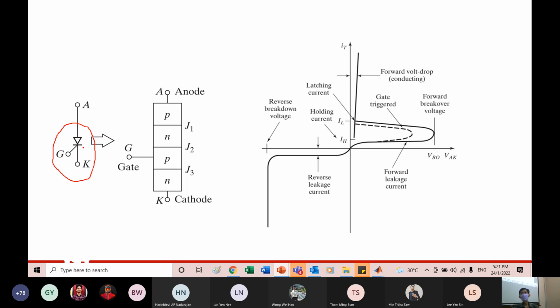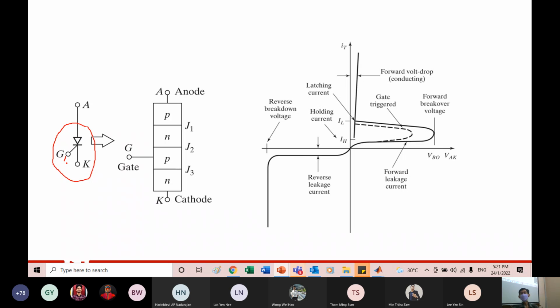A normal diode will conduct when the forward voltage reaches the threshold. But for this one, even if it reaches the threshold, it will not conduct until you apply a small current to the gate. Once you apply a small current to the gate, it will turn on. It will stay on even if you remove the gate current.